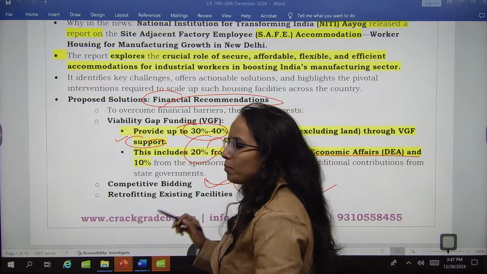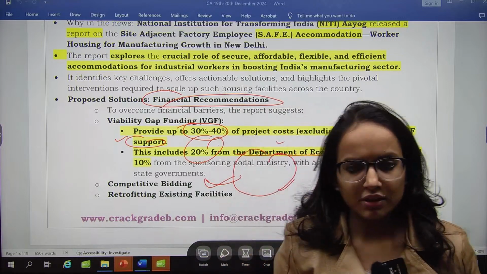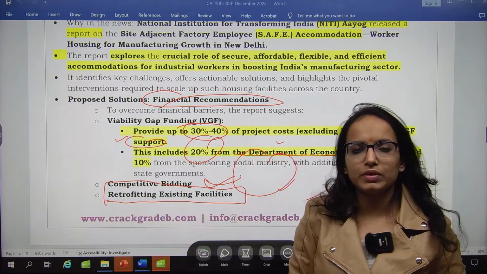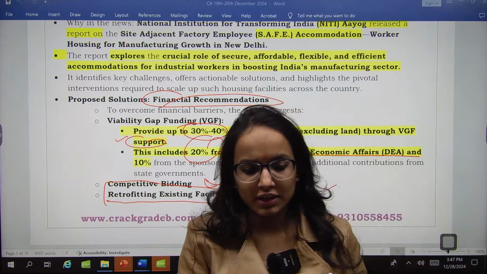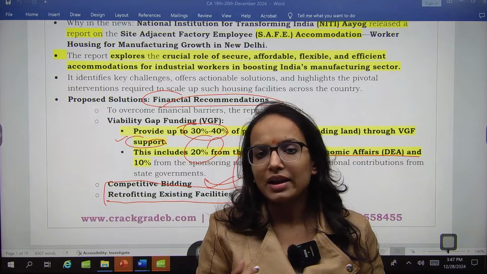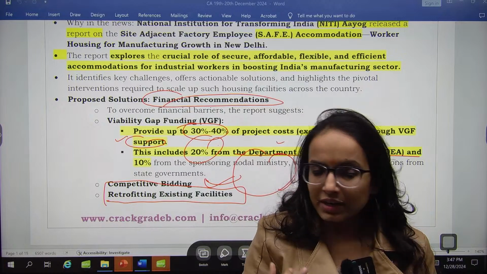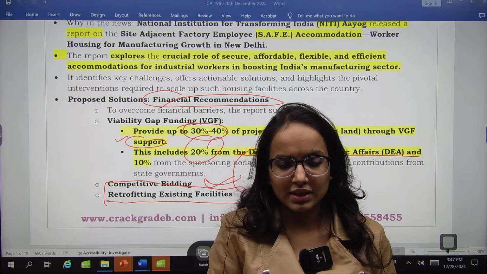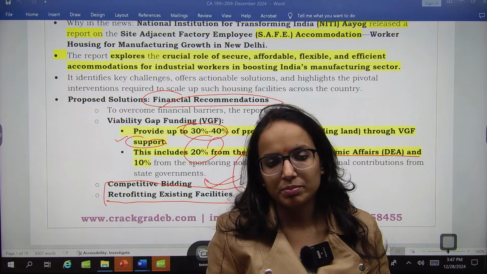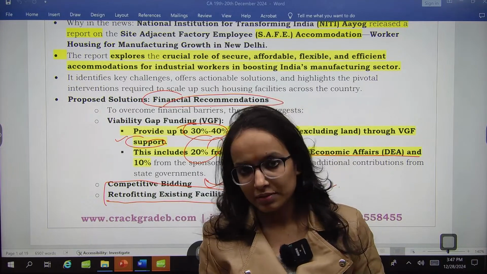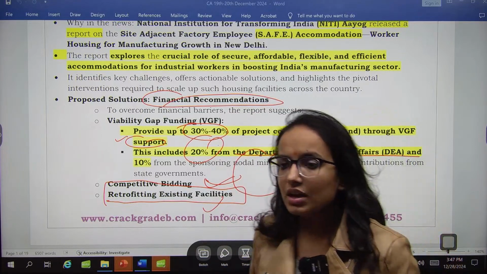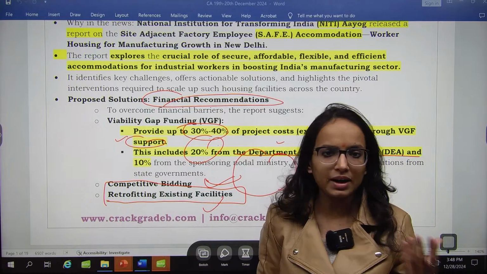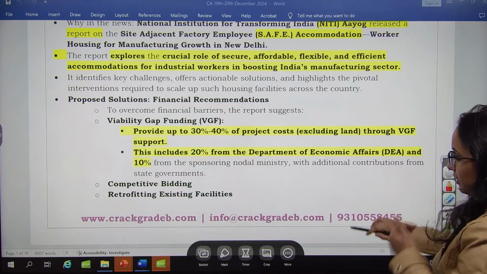Then they have also suggested competitive bidding of the projects, so as to ensure transparency in allocating the sites. Also, retrofitting existing facilities. What is retrofitting? There are existing facilities already, and you are adding infrastructure onto them. Like you have brownfield investment in FDI, right? In FDI you have brownfield and greenfield FDI. What happens in brownfield? You are investing in an existing company, so you are not starting something afresh with your investment. When you start something afresh, it is greenfield FDI. So this is retrofitting existing facilities. Retrofitting means adding on to existing infrastructure so that the cost is lower, right? Add on will be less costly than starting something right from scratch. So this is the thing. I think this report is clear.